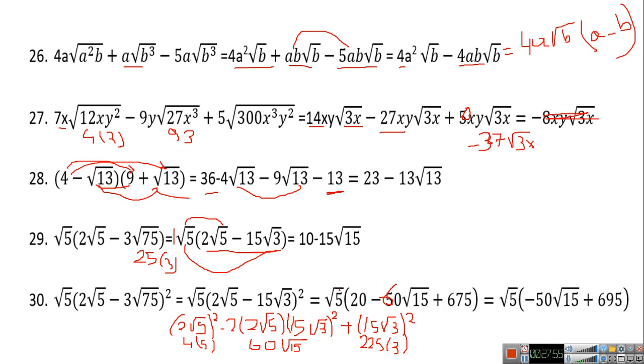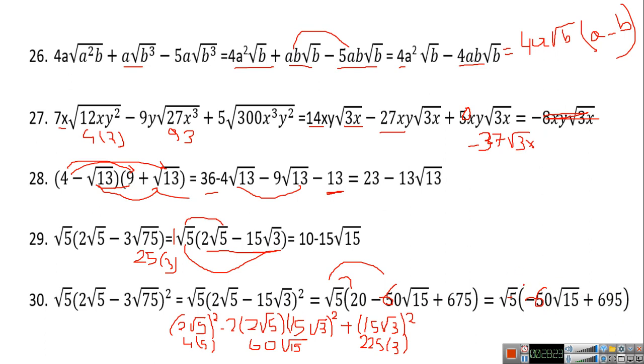Okay, now 20 root 5 minus 60 root 5 times 15. 5 times 15. I have kept root 5 outside, so I did okay. 20 plus 675 is 695 minus 60 root 15.